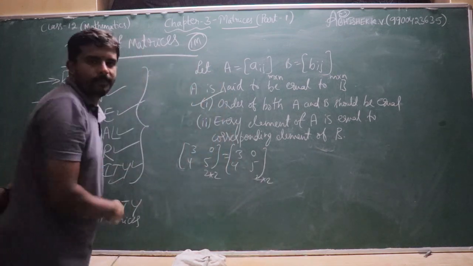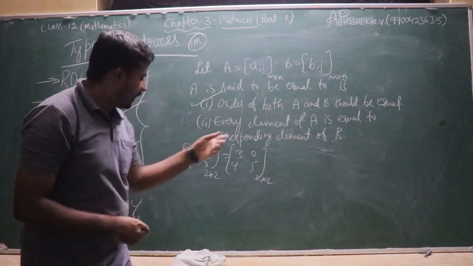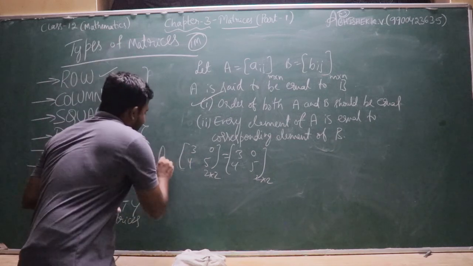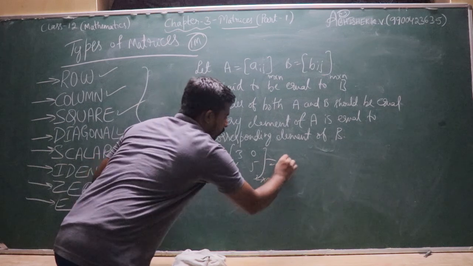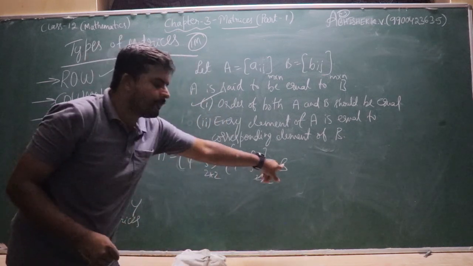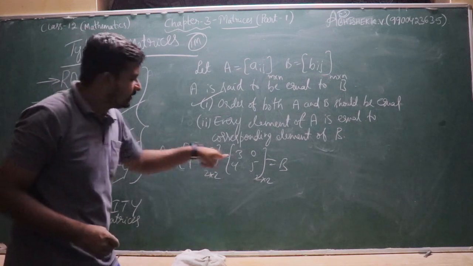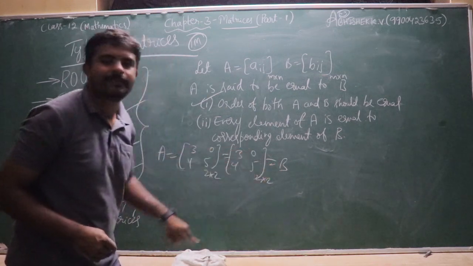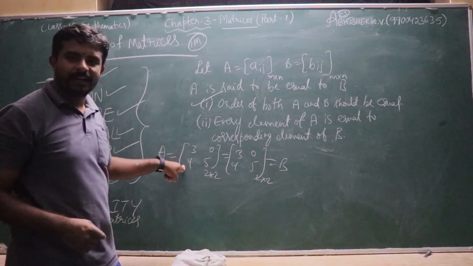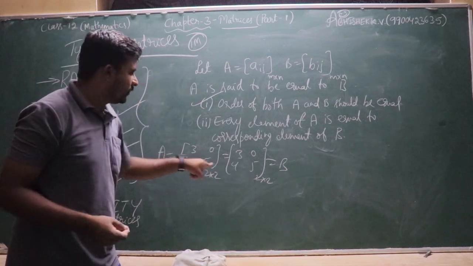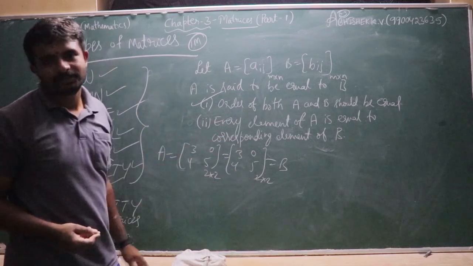First condition over. Every element of A: first row, first column element 3 of matrix A is equal to the first row, first column element of matrix B. First row, second column element of matrix A is equal to the first row, second column element of matrix B. Second row, first column, second row, first column. 5 is equal to 5, 4 is equal to 4, 0 is equal to 0, 3 is equal to 3.